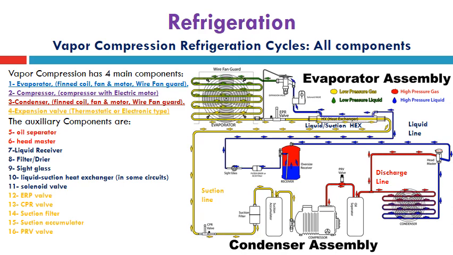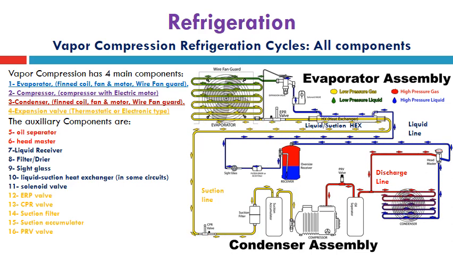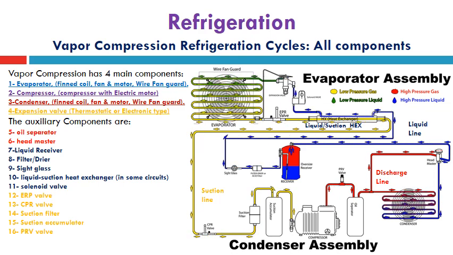Number 15, suction accumulator, is also recommended to be installed in the suction line to ensure that the amount of vapor of the refrigerant is sufficient on the suction side of the compressor, to ensure the amount of refrigerant entering the compressor is correct.